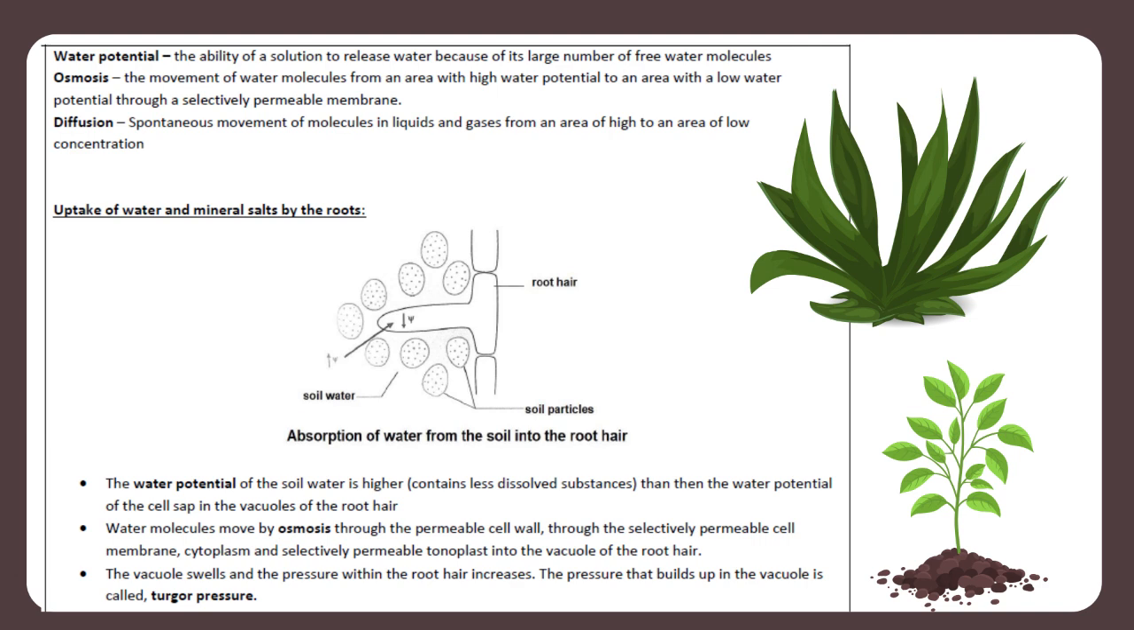Water molecules move by osmosis through the permeable cell wall, through the selectively permeable cell membrane, cytoplasm and selectively permeable tonoplast into the vacuole of the root hair. The vacuole swells and the pressure within the root hair increases. The pressure that builds up in the vacuole is called turgor pressure.